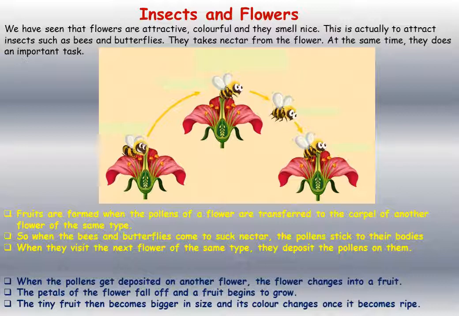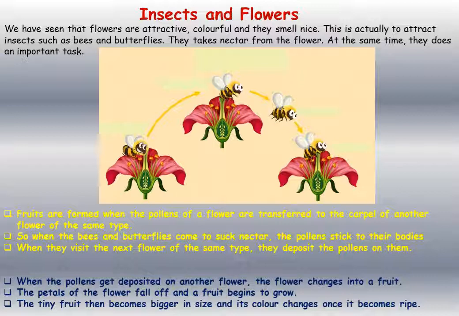Pollen will be present in one flower. If that pollen is taken to the carpel, or the female part, of a different flower of the same type, then new fruits will be formed. For that, plants do not have the ability to move by themselves. So, when the bees and butterflies come and suck the nectar, the pollen sticks on their body.